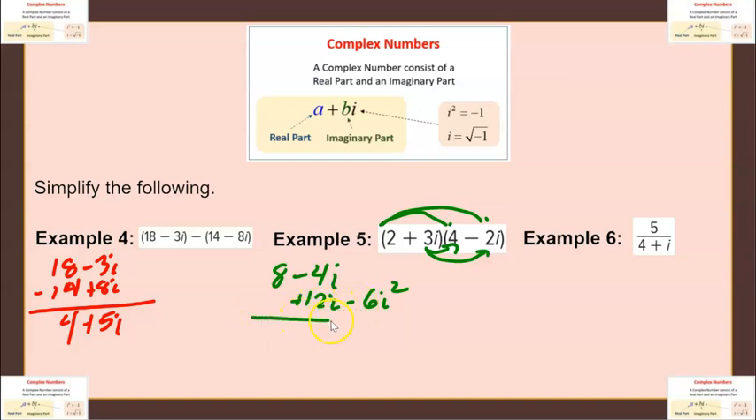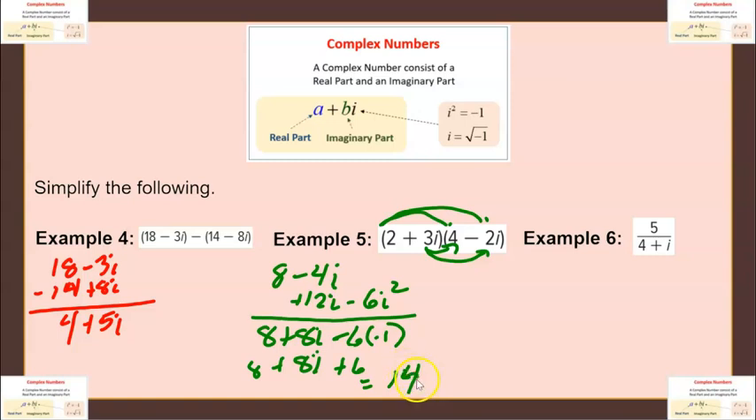So let me just combine like terms of what I have right now. I have 8 plus 8i, and then I have a -6 times a -1, which really is going to make this a +6. And then I have an 8i, and I have 8 plus 6, which will make my final answer 14 plus 8i.